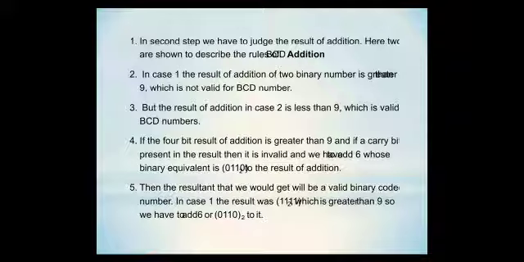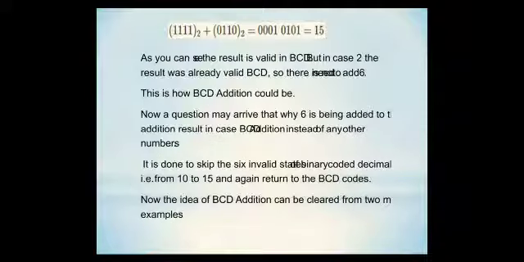And if we add 6, whose binary equivalent is 0110, to the result of addition, then the resultant that we get will be a valid binary coded decimal number. In case of 1, the result was 15, binary equivalent is all ones, which is greater than 9, so we have to add 6, or binary equivalent 0110, to it. Here we have to add those two binary equivalent numbers, 15 plus 6.